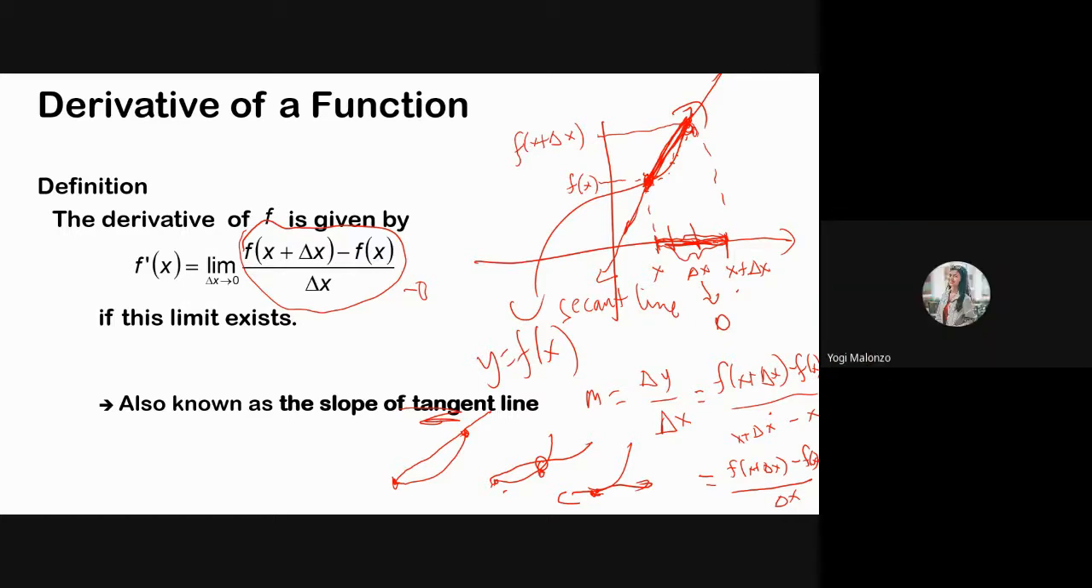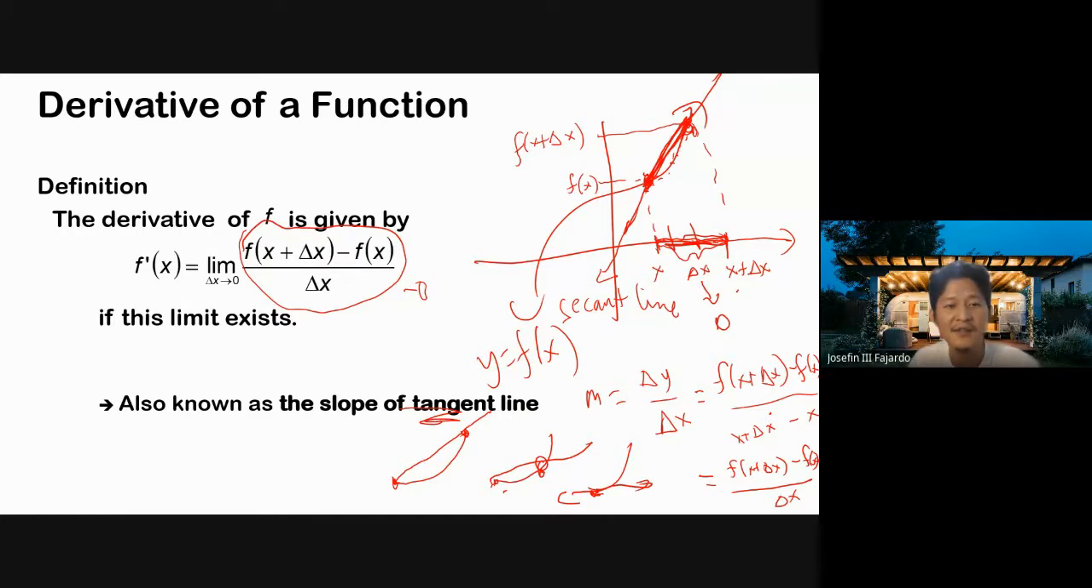Yes po, sir. So basically the definition of your derivative is just telling us that from the slope of the second line, if we make the delta x approach 0, what we are now considering is the tangent line or the slope of the tangent line. So that's why if you try to consider the derivative, you are considering the slope of the tangent line. Is that clear?